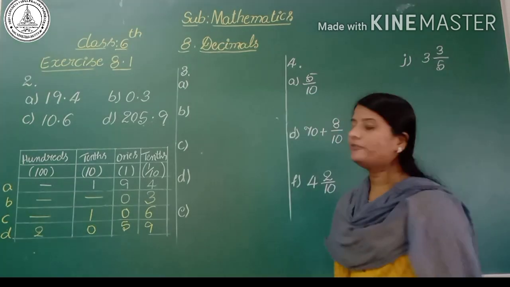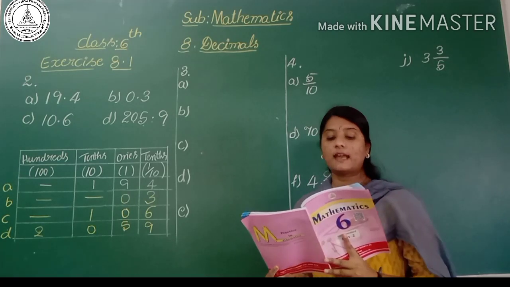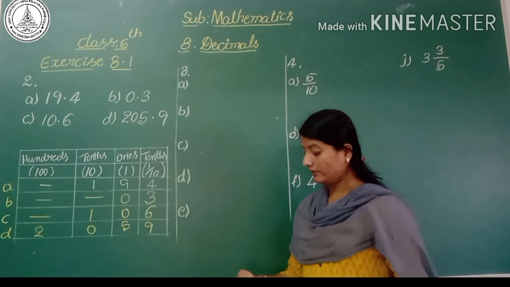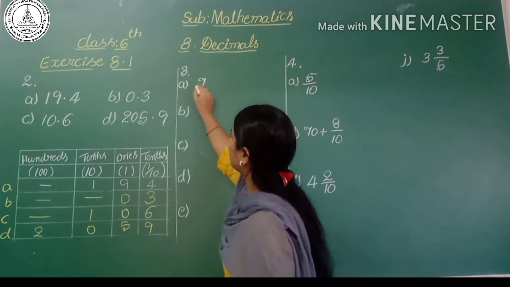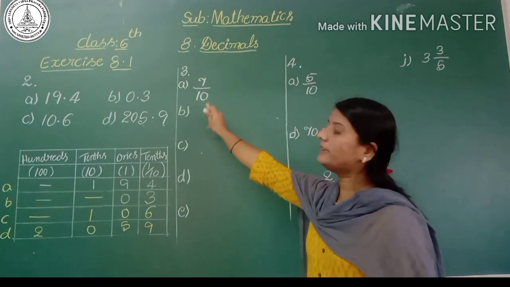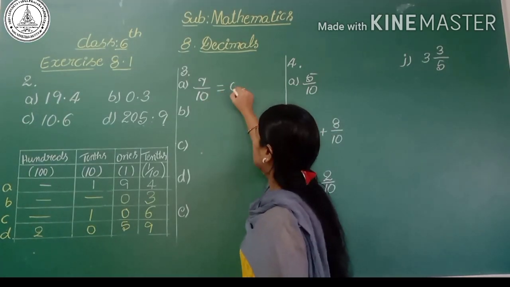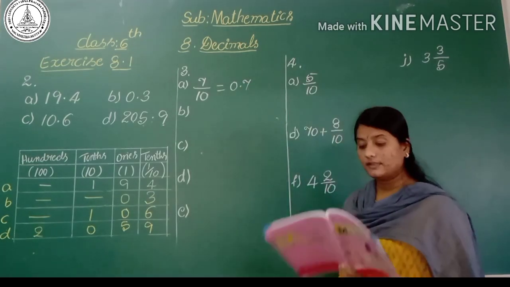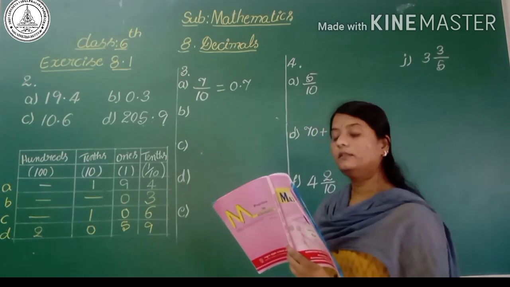Okay, the next question is: write each of the following as decimals. The first one is 7 tenths. The given words, first we have to write in fractional form, so 7 tenths means 7 by 10, right? Now we have to write it as a decimal. So 7 by 10 is equal to 0.7.